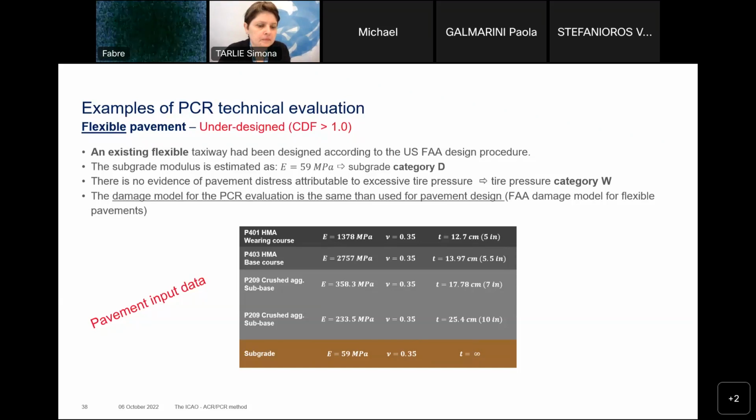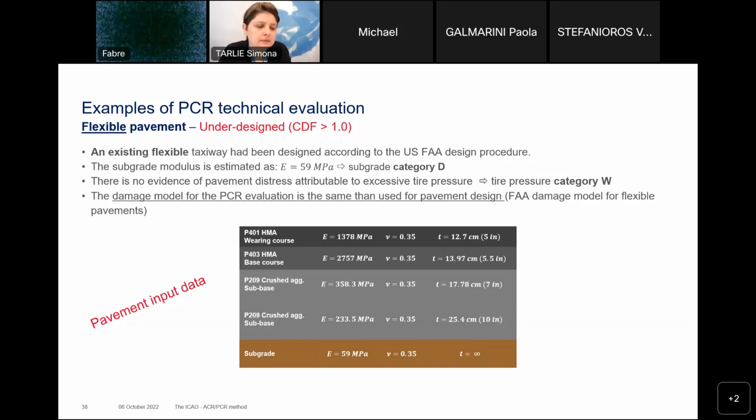Okay, but for the PCR, this is another story, because this is an early computation of the structural potential of your pavement. So this is directly linked with subgrade failure criteria.